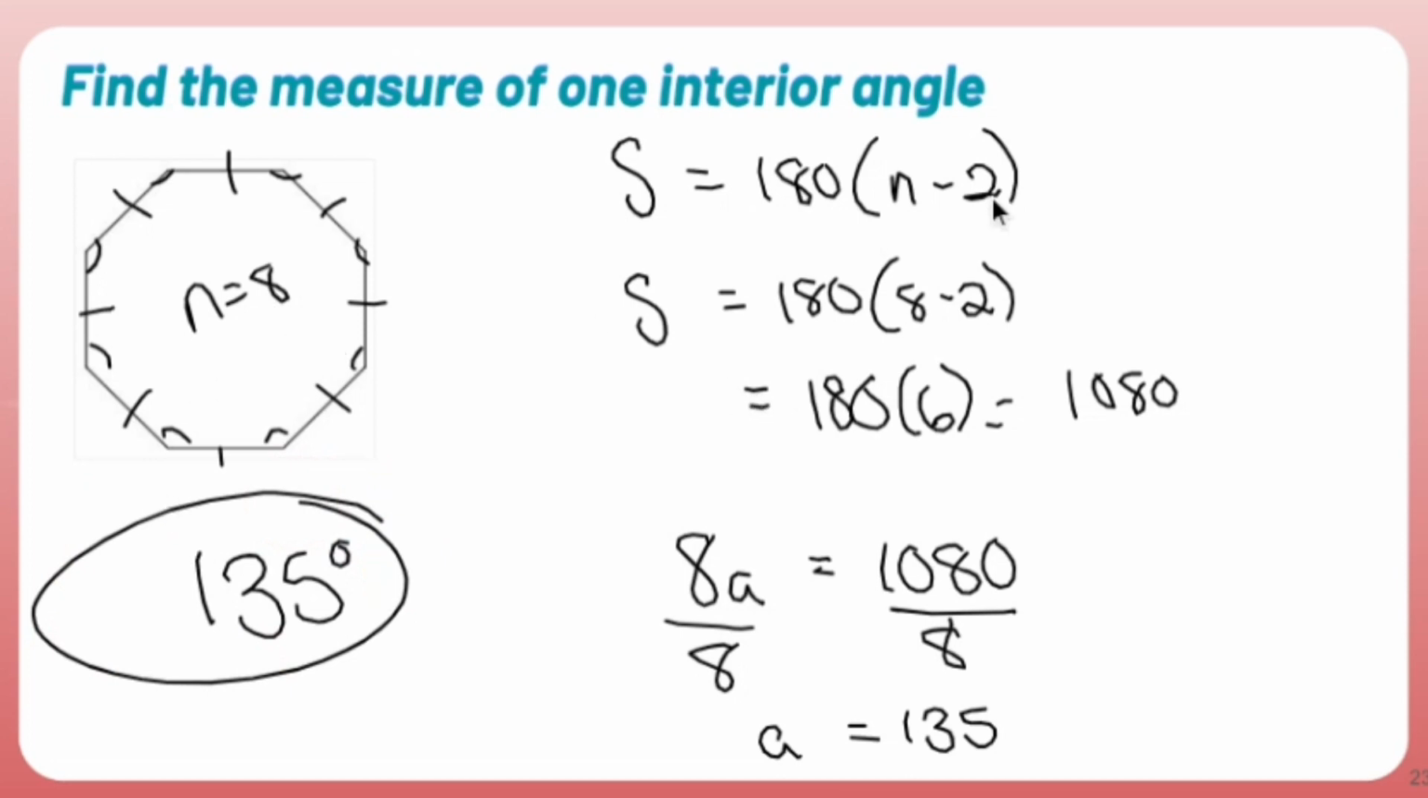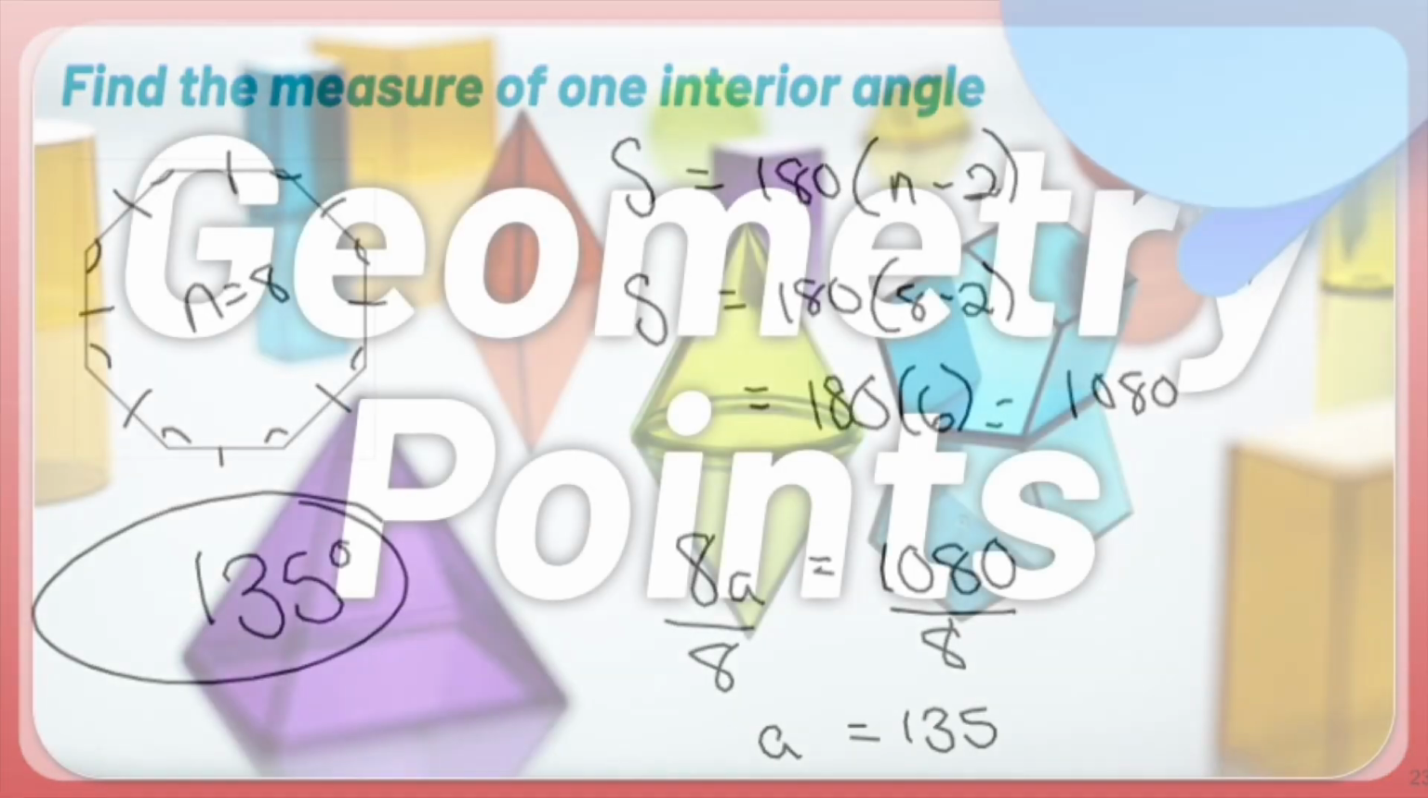And the only reason why we were able to do it this method is because this is a regular polygon. If it's not a regular polygon, that's going to require a little bit of extra thought. But since this was regular, it made life a whole lot easier. So we're done.